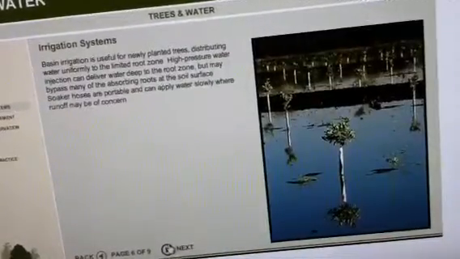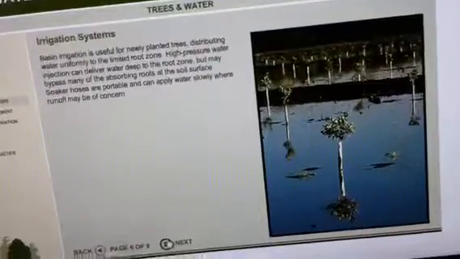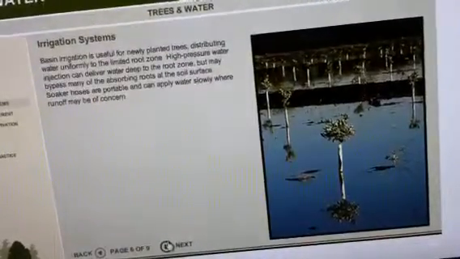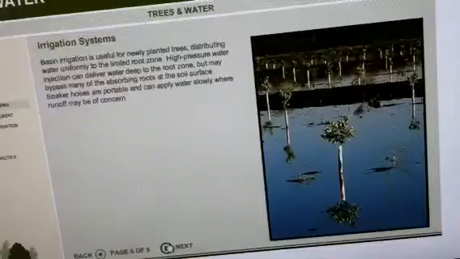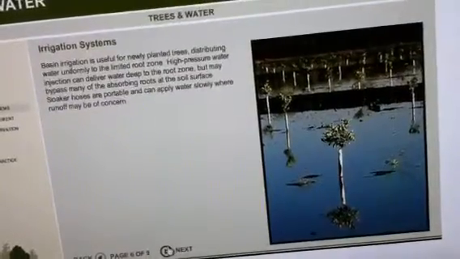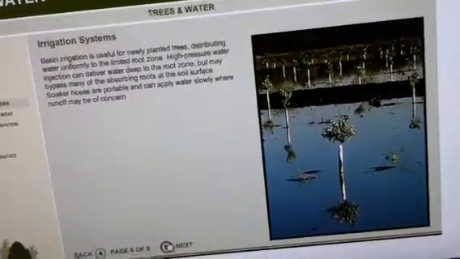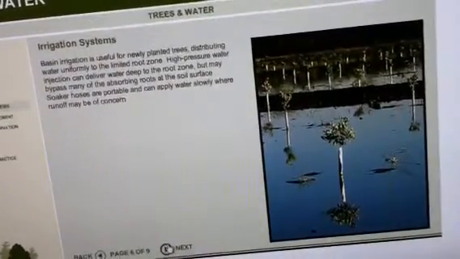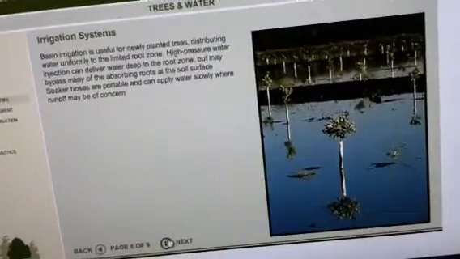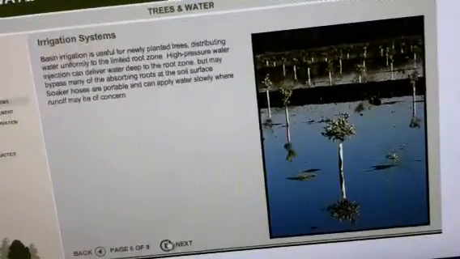Basin irrigation is useful for newly planted trees, distributing water uniformly to the limited root zone. High-pressure water injection can deliver water deep to the root zone, but may bypass many of the absorbing roots at the soil surface. Soaker hoses are portable and can apply water slowly where runoff may be of concern.